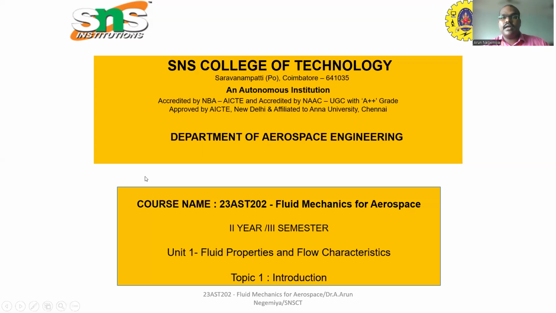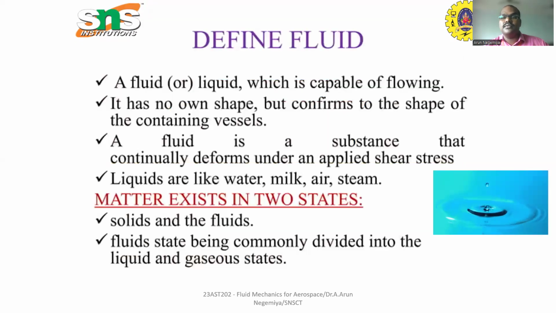Before entering into the subject, what is meant by fluid? Fluid is a substance that can be moved from one place to another. Here you see the GIF image of a fluid. It does not have any shape. Every fluid does not have any shape. It has some density only.